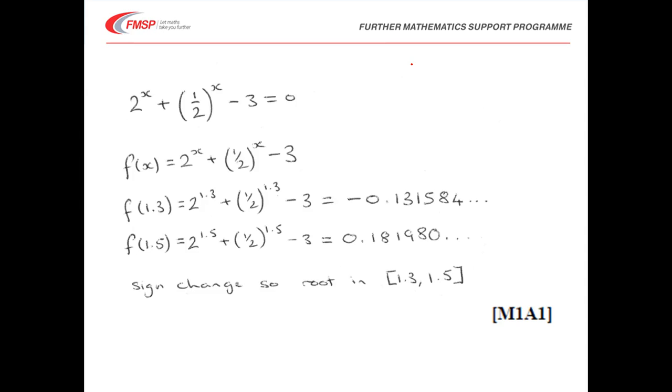But I find a sign change is a far more reliable way of doing that, and it sets it up very nicely because this function here is in fact the function that we're going to use in our interval bisection. So I always like to use a sign change for this.